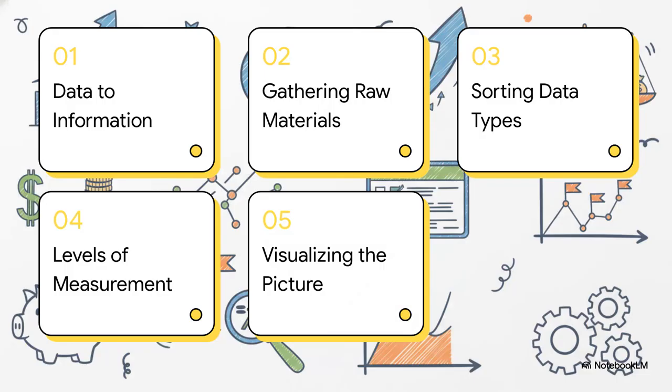All right, so here's our game plan. We'll start by figuring out the difference between data and information. Then, we'll see where analysts actually get all this stuff. After that, we'll sort through the different kinds of data, understand the 4 ways to measure it, and finally, wrap it all up by seeing how to visualize the big picture.